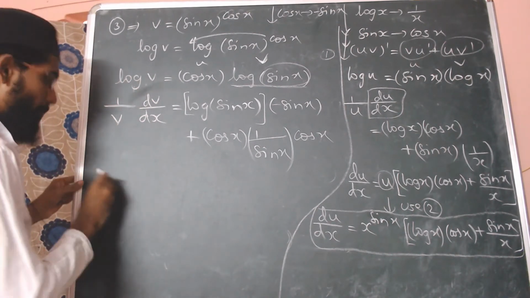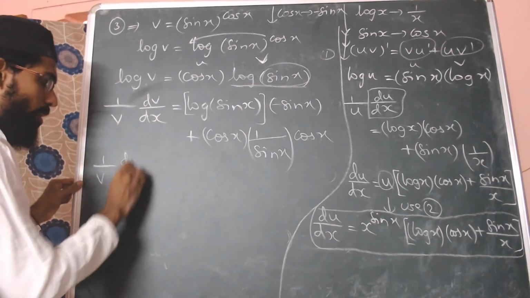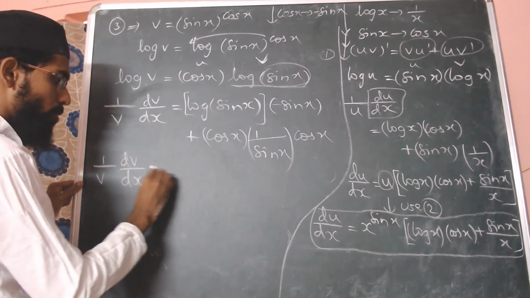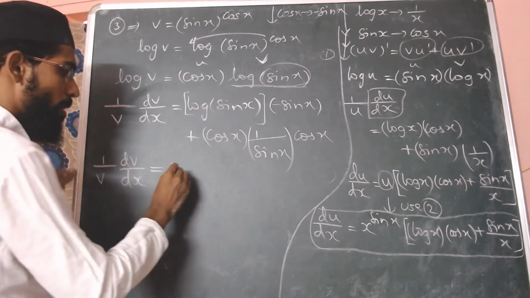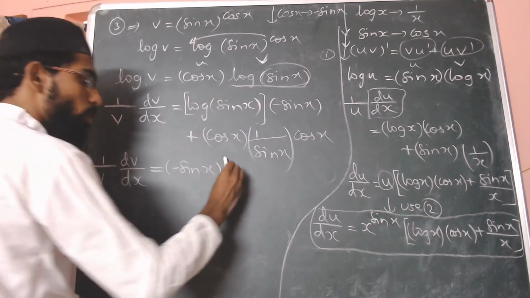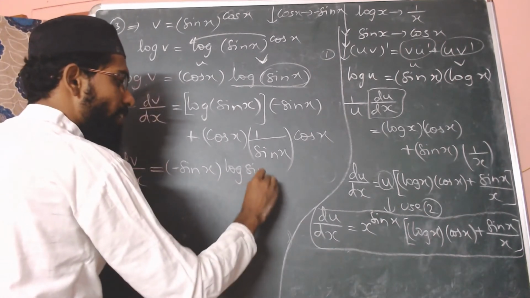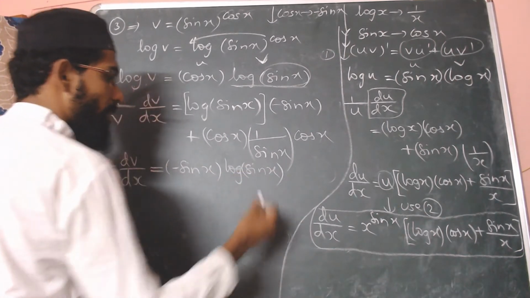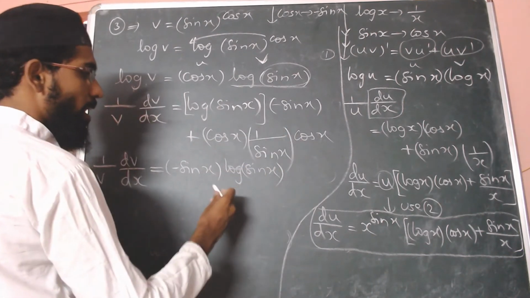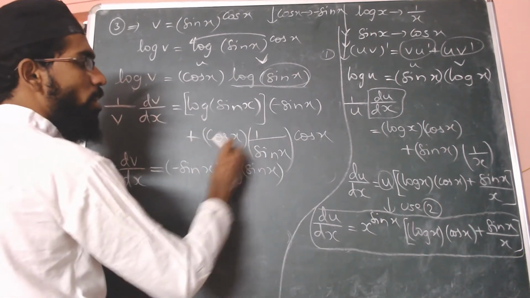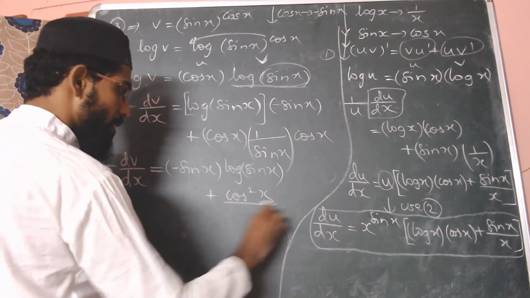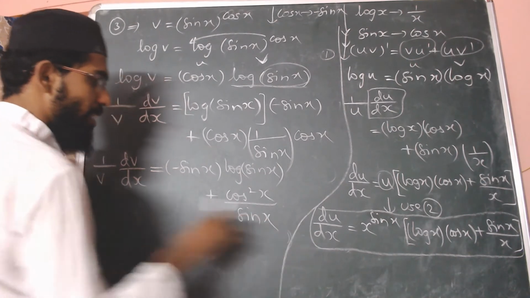So what am I getting? 1 by v into dv by dx equals minus sin x into log of sin x, minus sin x and log of sin x, plus I can write it as cos by sin, cos square x by sin x. Cos into cos will become cos square x by sin x.